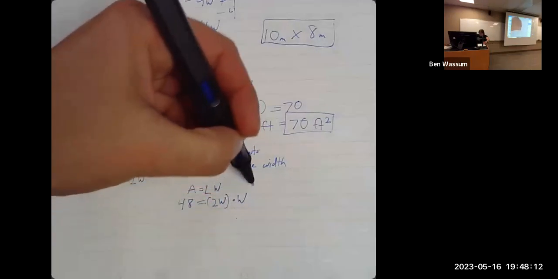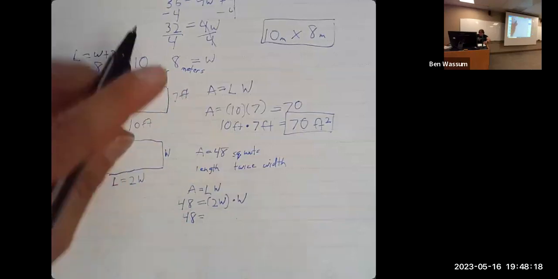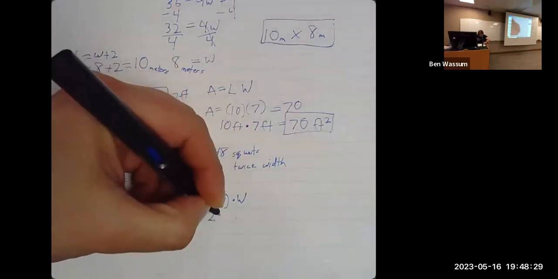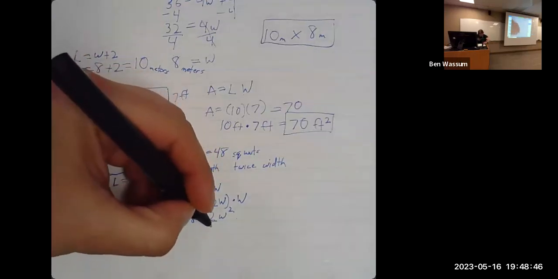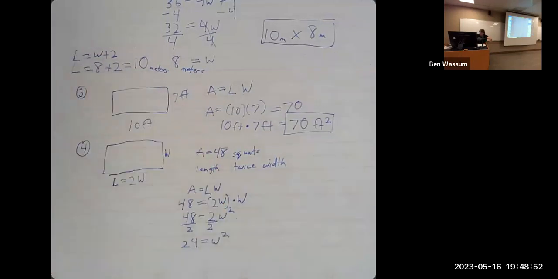Now multiplying these is pretty basic. We have 2W times W. Well, what happens when I multiply an X times an X? We got an X squared, right? So if I multiply a W times a W, I get a W squared. 2W squared. So 2 didn't really get played with at all, but the W did. Now we got to figure out what the W is. Well, that's a shame, right? So we're going to divide off the 2. So we get 24 is equal to W squared.